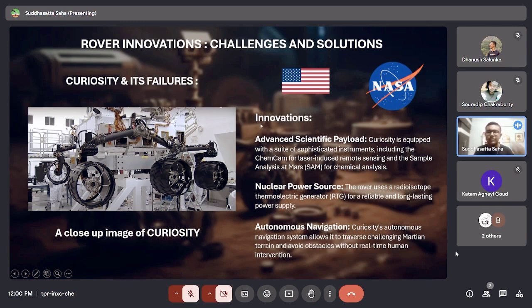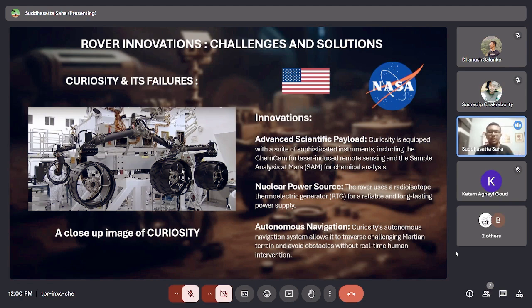Like it has a very advanced scientific payload. So it is equipped with a suite of sophisticated instruments and other such stuff for analyzing. I've given it in the PPT. Now, something interesting about Curiosity is that the power source is nuclear. It is the nuclear power source, which is a very reliable and long-lasting power supply.